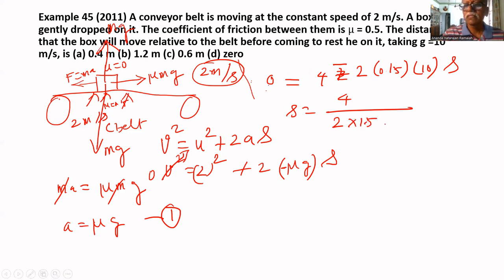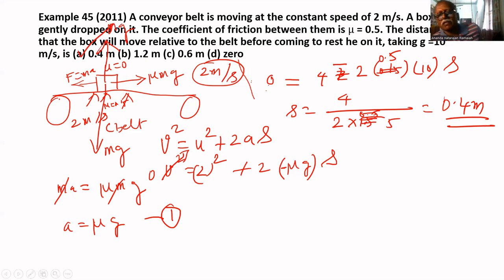Therefore, s equals 4 divided by 2 into 1.5. Oh, okay, mu is 0.5, I remembered the previous one somewhere. So 0.5 into 10 equals 5. 2 into 5. S equals 4 divided by 2 into 5, that is 4 by 10, which is 0.4 meter. Therefore, A is the answer. The box will move for a distance of 0.4 meter.